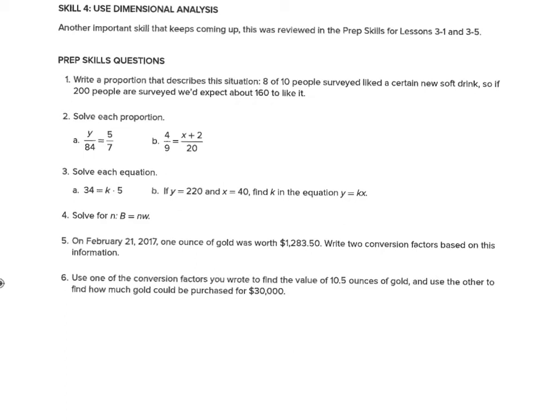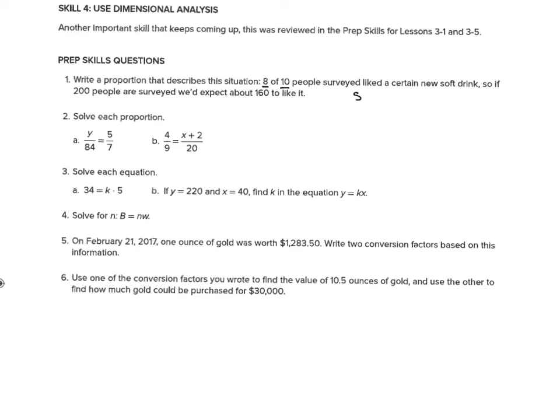Section 3.6 Prep Skills Questions. Number 1. Write a proportion that describes this situation. 8 out of 10 people surveyed liked a certain new soft drink. So this 8 refers to how many people liked it. 10 refers to how many people were surveyed.